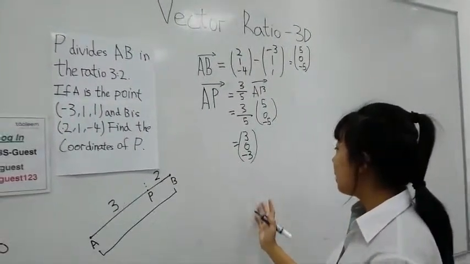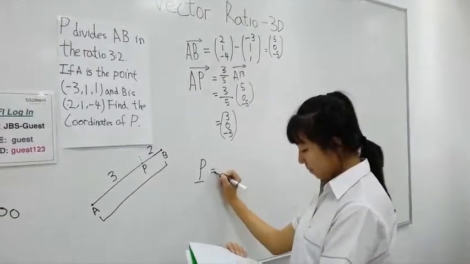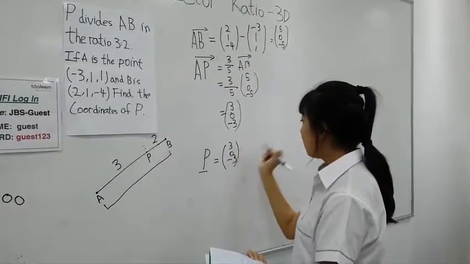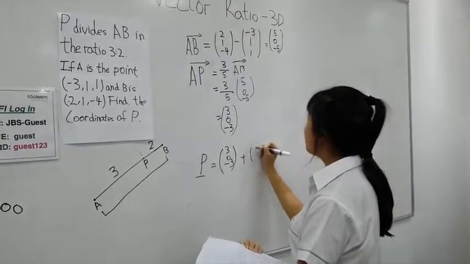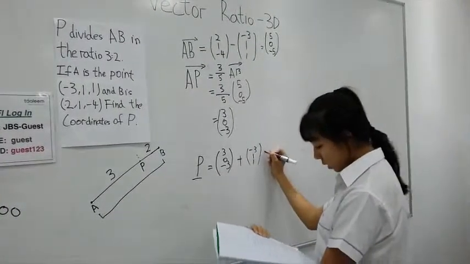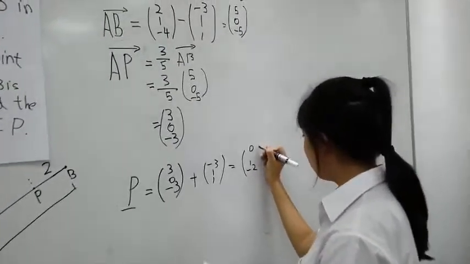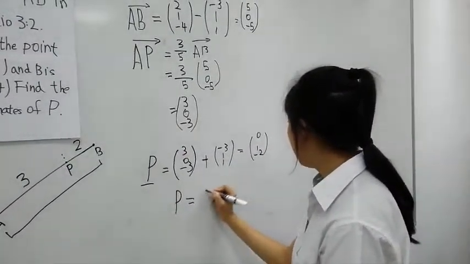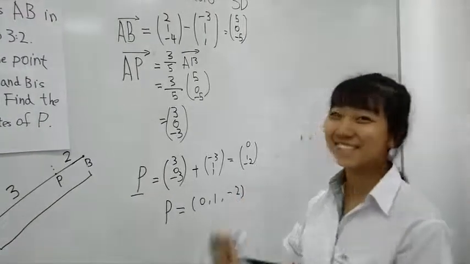And after we get our AP, we need to find out what P is. The vector P equals 3, 0, minus 3, which we got for our AP, plus our point A, which is minus 3, 1, 1. So the coordinates of our P is 0, 1, and minus 2.